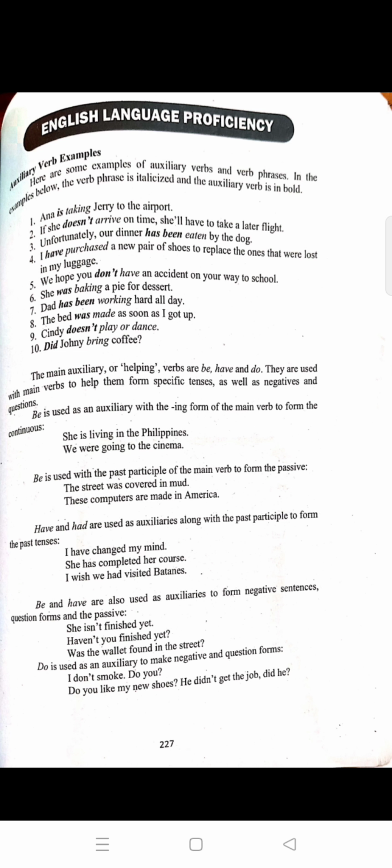Have and had are used as auxiliaries along with the past participle and past tense. So, "I have changed." "She has completed." "Had visited." Be and have are also used as auxiliaries to form negative questions. "She is not finished yet." "Haven't you finished yet?" "Was the wallet found on the street?" So those are the uses of be, have, and do.